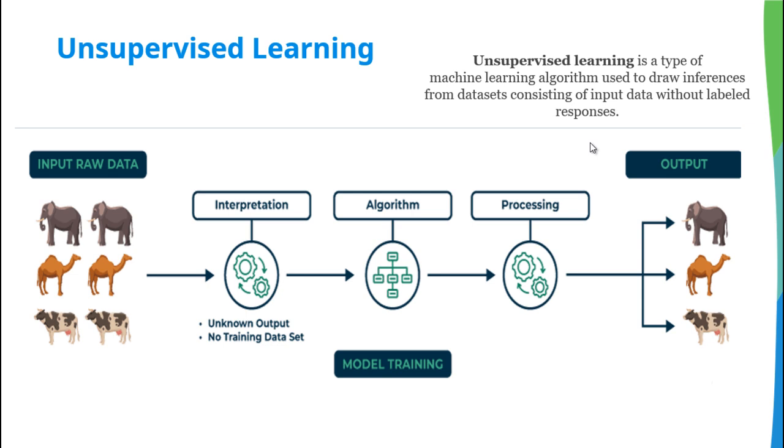For unsupervised learning, there is no label. Unsupervised learning is a type of machine learning algorithm used to draw inferences from datasets consisting of input data without labeled responses. You can see here we have a lot of chunks of animals passed together, but there's no label. We use interpretation, unknown output, no training dataset. The algorithm is running and the data is processed. We have the output, which helps us to separate the data into different categories.